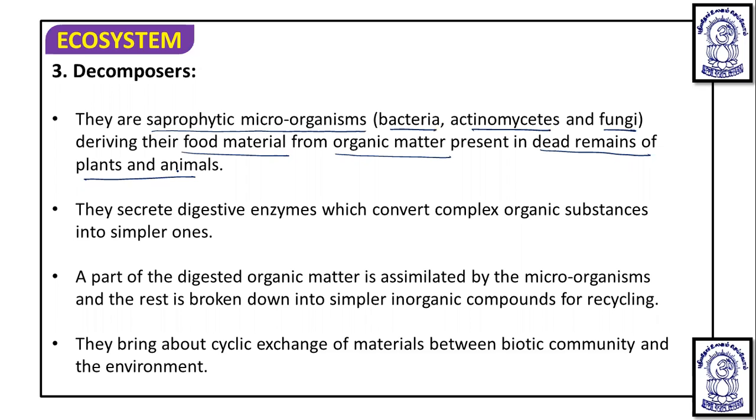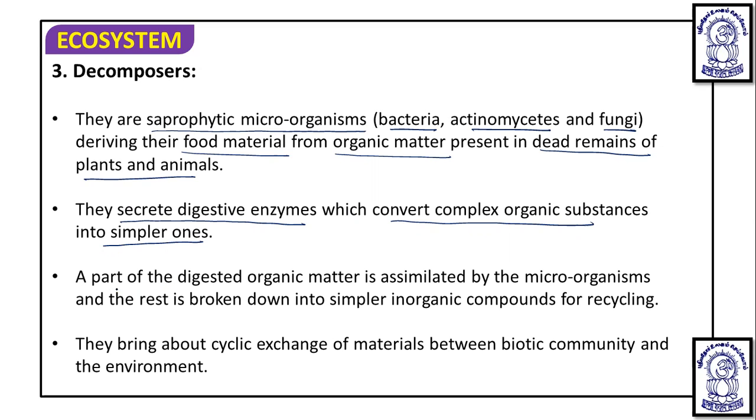to derive food. What they do is secrete digestive enzymes over the food material. When these digestive enzymes are secreted, the complex organic substances present in that dead remains get converted into simpler ones. So complex organic substances are converted into simple organic substances. That is carried out by the decomposers.